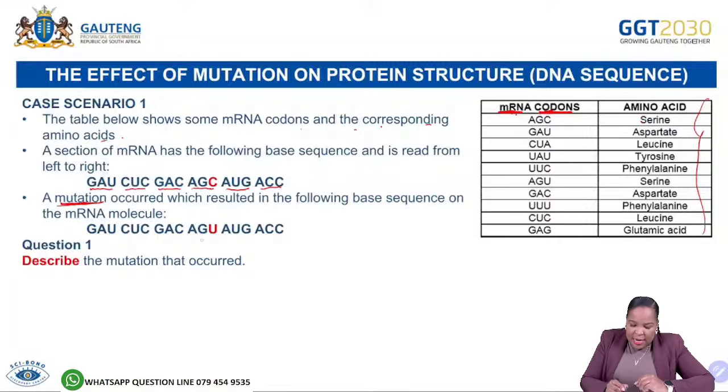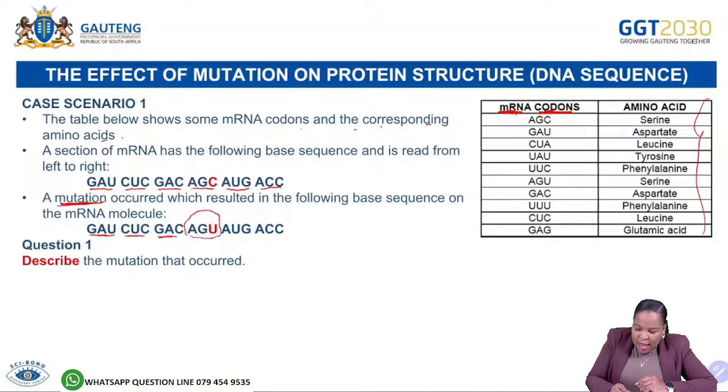Go to the exam guideline. Then, here, GAU still the same, CUC still the same, GAC still the same. Now, when we get here, AGU, we see there's a change. Instead of UC here, we now have U. Then we have AUG and ACC.